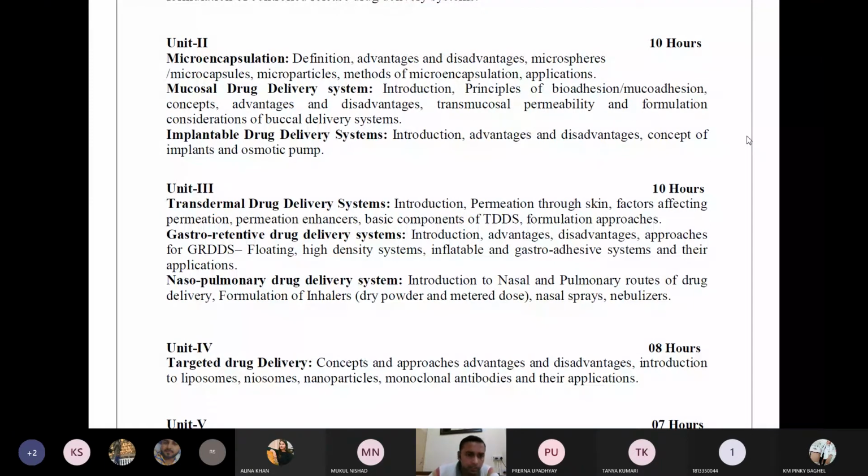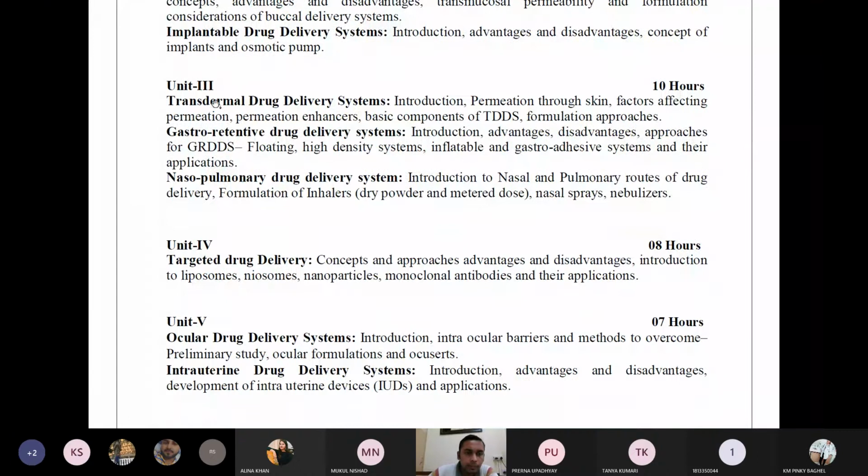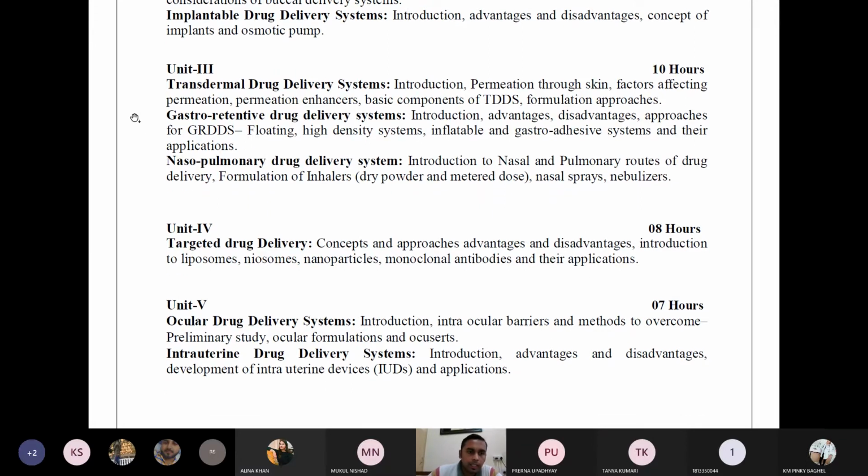Then in Unit 3 we shall learn about transdermal. Now what is transdermal? Transdermal means like cream. All of you are applying some cream and other kinds of lotions. So if you want to apply some drug locally, on your hand or in your skin, where some disease is locally present, and you want to solve this disease, for that you need transdermal drug delivery.